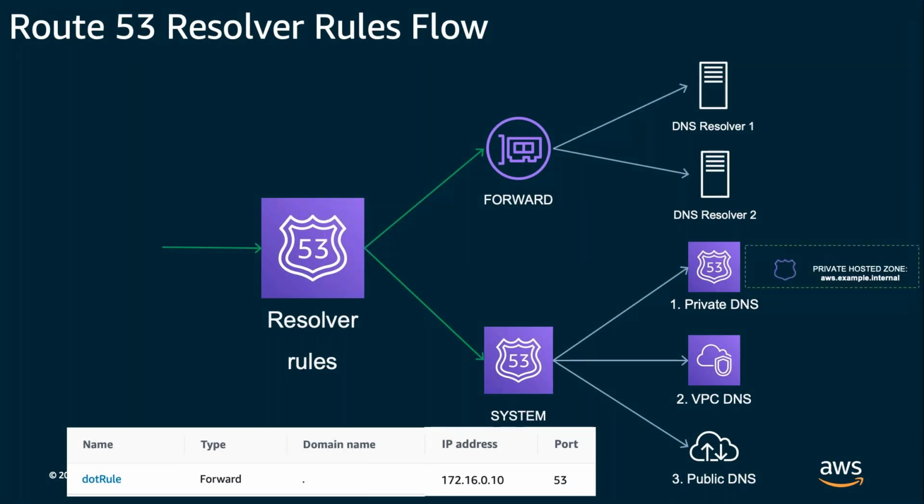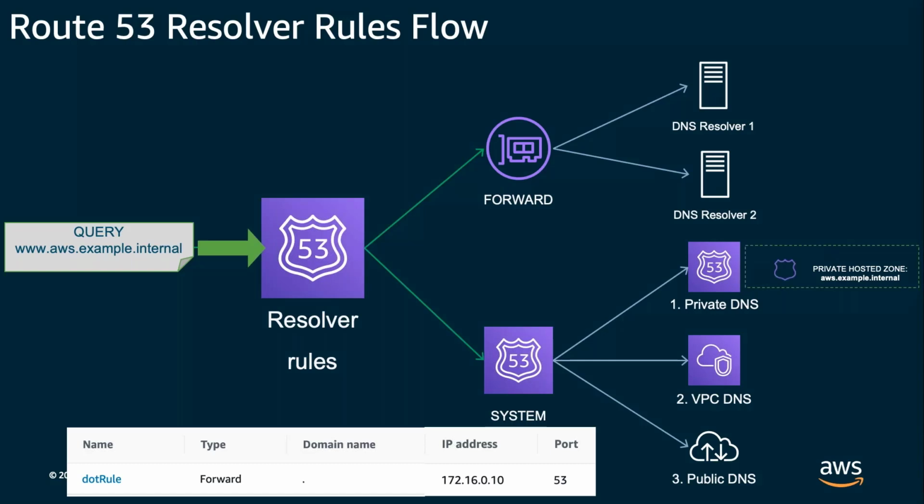And then if we had something like a private hosted zone here, since that overrides the forward, and we wanted to create www.aws.example.internal, that would go to our resolver rule. And because that's a system rule that's already defined, we would go and have that private DNS and have that path flow into the private hosted zone.